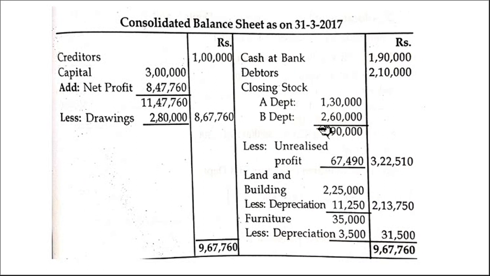In the 3,90,000, actually closing stock should be recorded at its cost price, but the profit is included in that because of the transfer at selling price. So we are deducting that extra profit which is included. Now it has become the cost price stock. Correct? For that reason. Land and building, less depreciation. Furniture, less depreciation. So total of both the sides, 9,67,760. Okay. This is the end of it. Thank you.